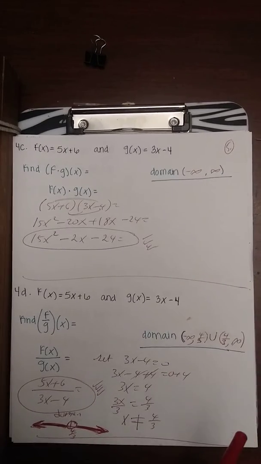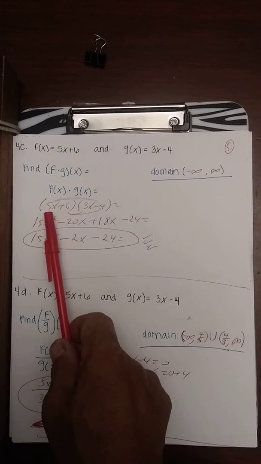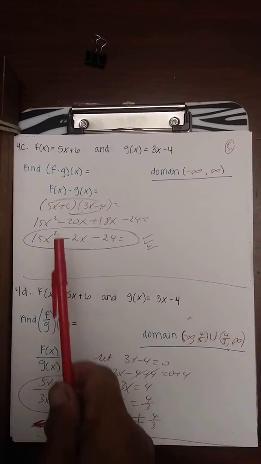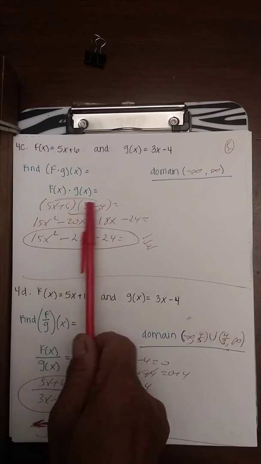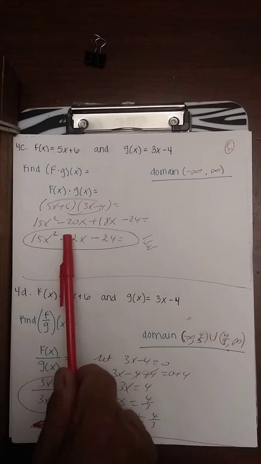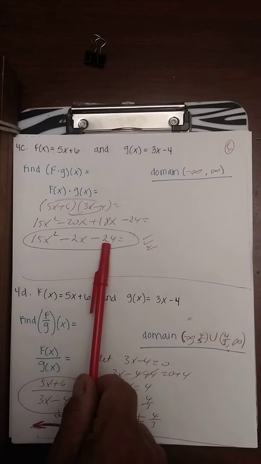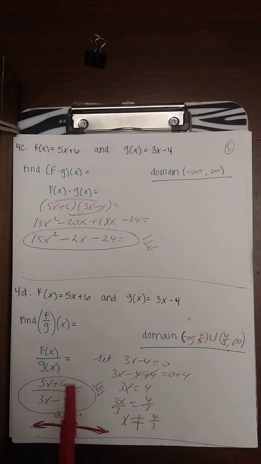So now, next one. f times g of x. That means you need to go 5x plus 6 times 3x minus 4. So multiply it out. 5 times 3 is 15. 5 times negative 4 is negative 20. 6 times 3 is 18. 6 times negative 4 is negative 24. Put these two numbers together, it's going to give 15x squared minus 2x minus 24. Negative infinity to infinity, domain again for this.